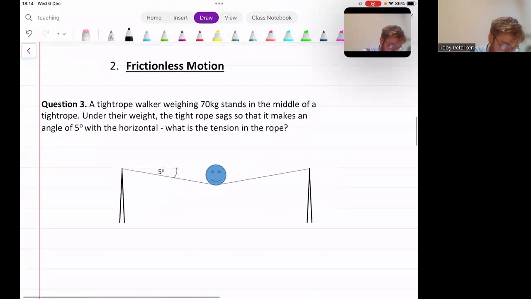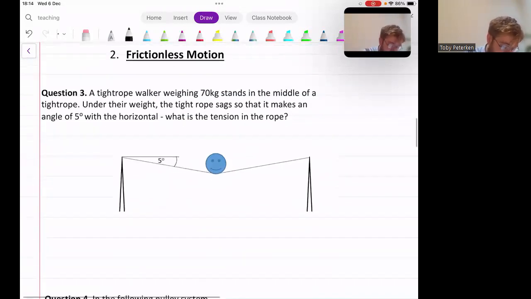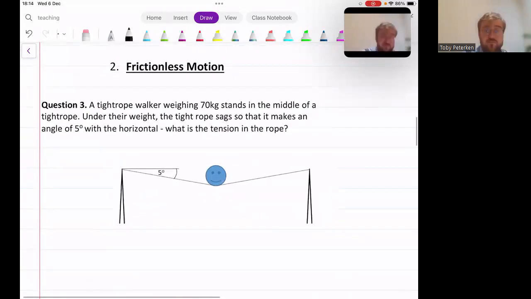We'll move on to section 2, where we're looking at frictionless motion. Often in some of these problems, there's no motion going on, so the acceleration is 0 and all the forces balance. But either way, in this whole section, there'll be no friction. So let's look at question 3.